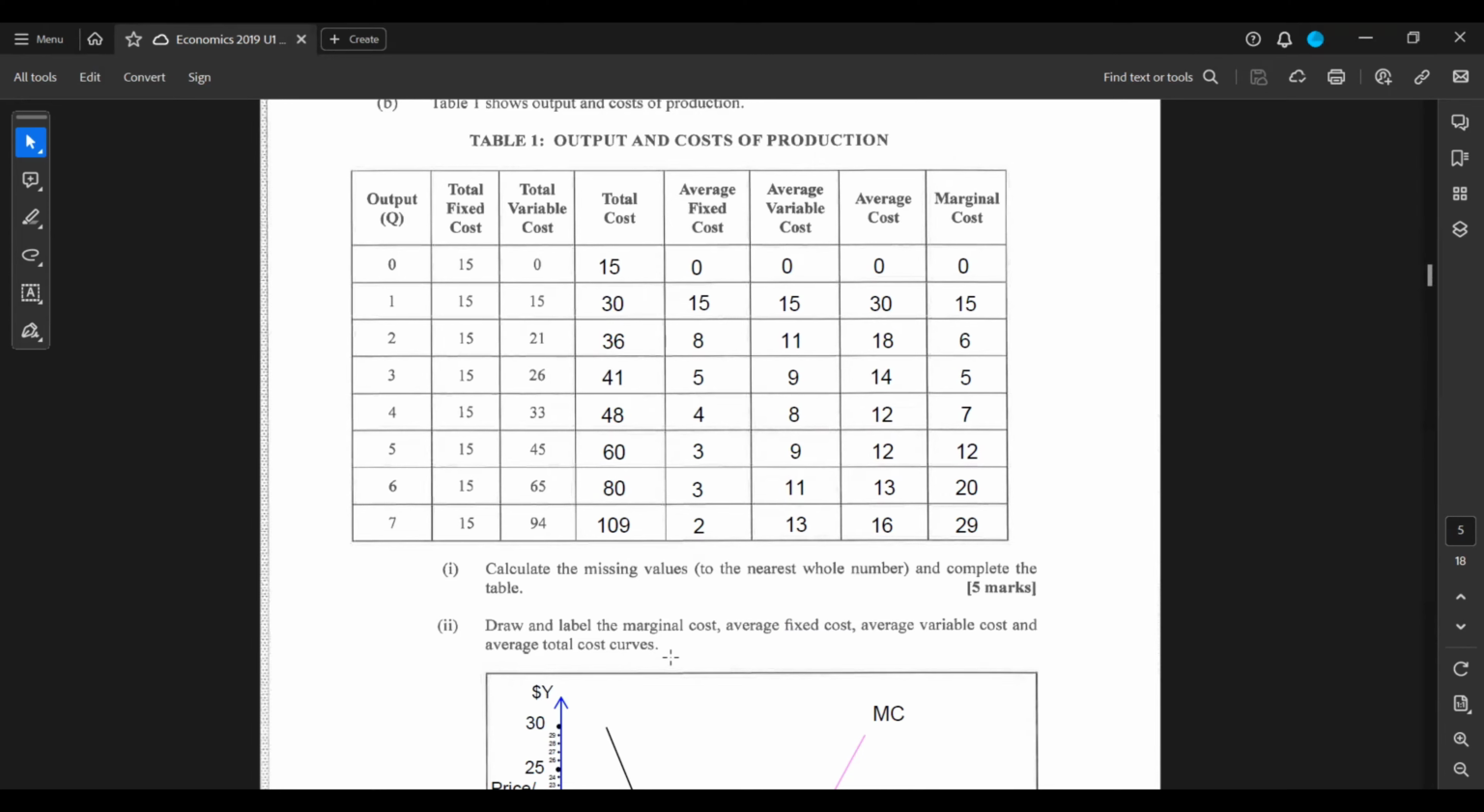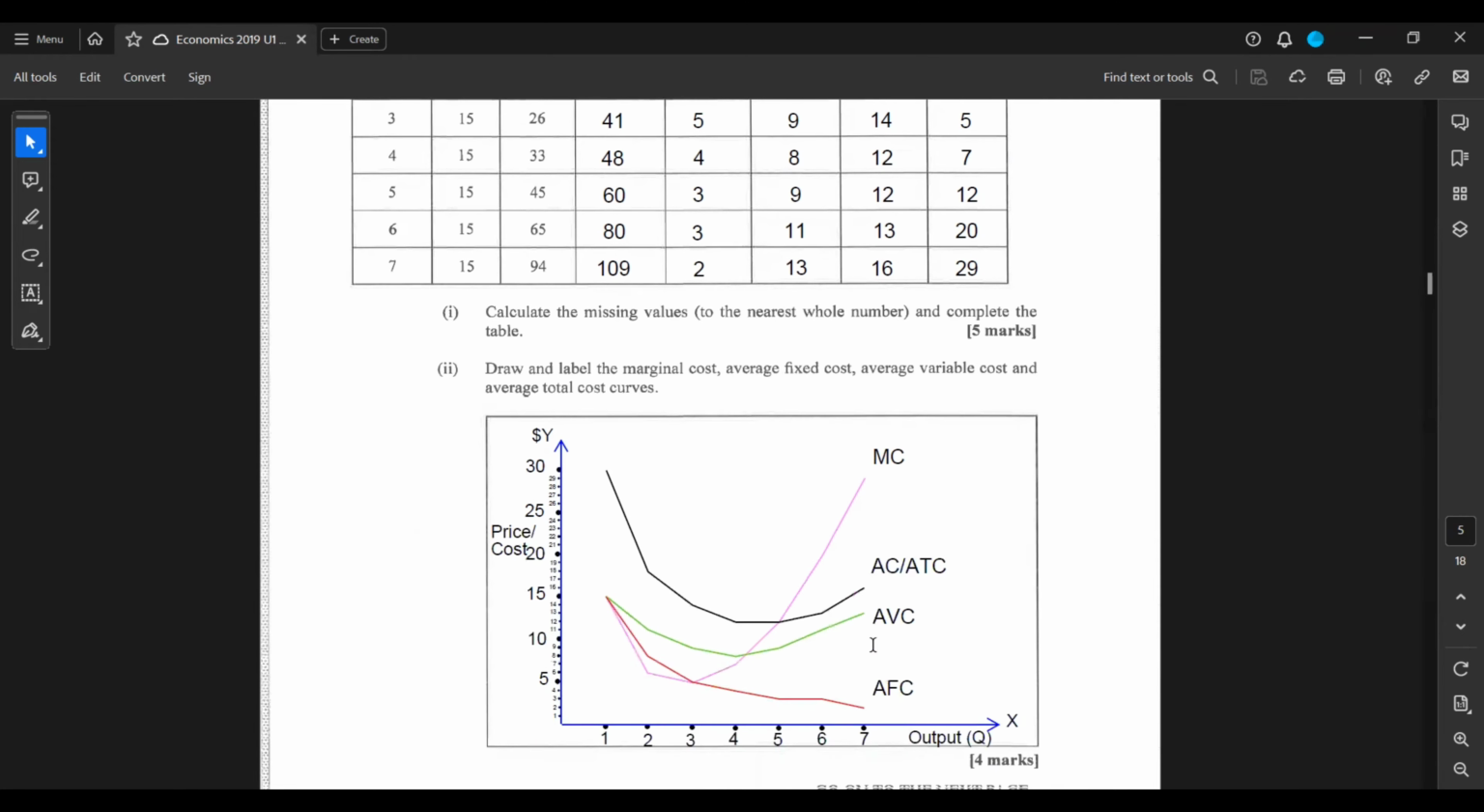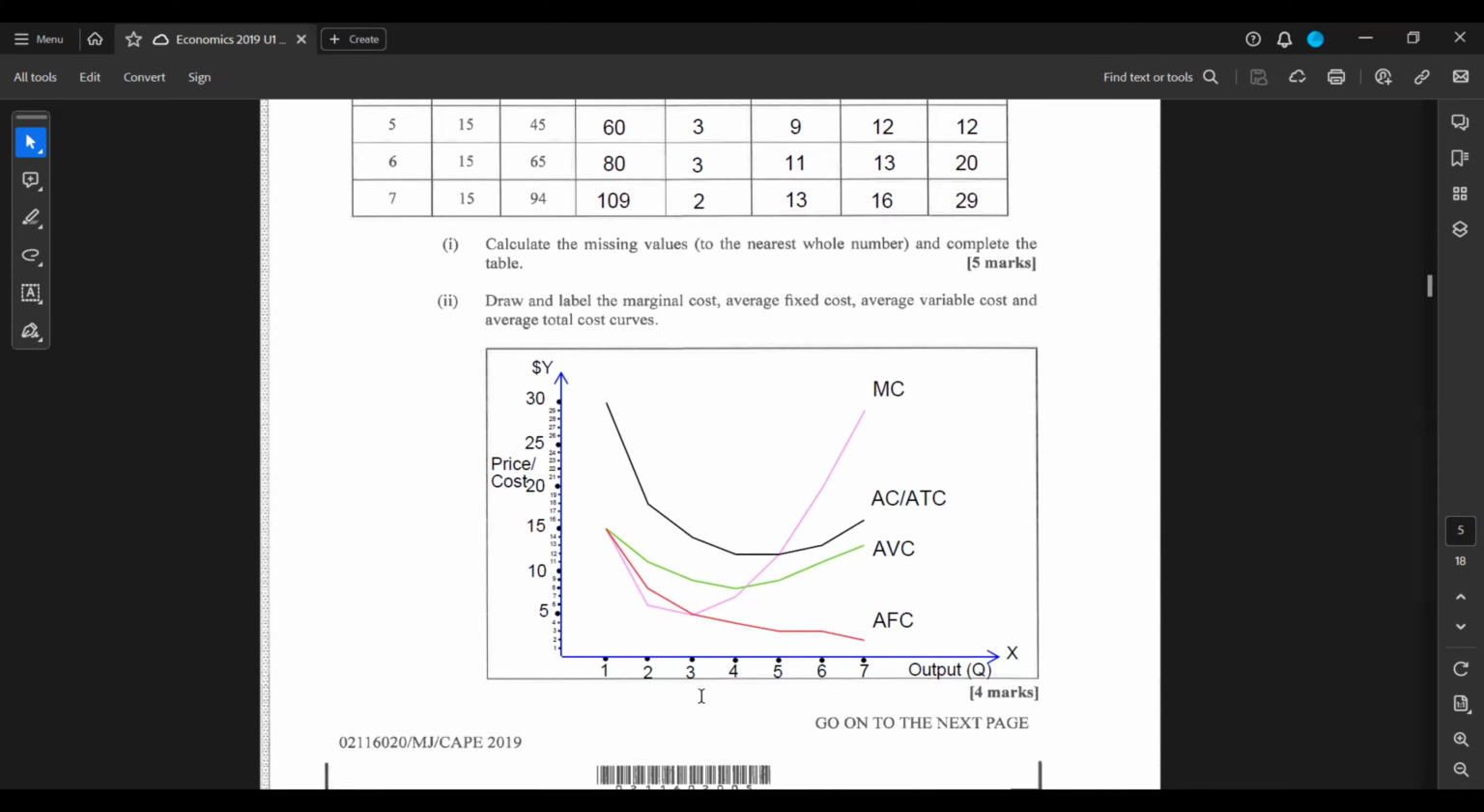Part 2 wants us to draw and label the marginal costs, average fixed costs, average variable costs, and average total costs, which we have done. On the y-axis, we have price or cost, and on the x-axis, we have output.